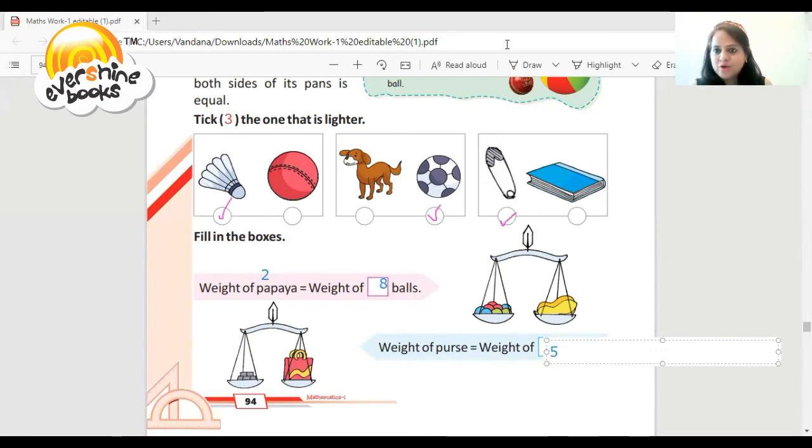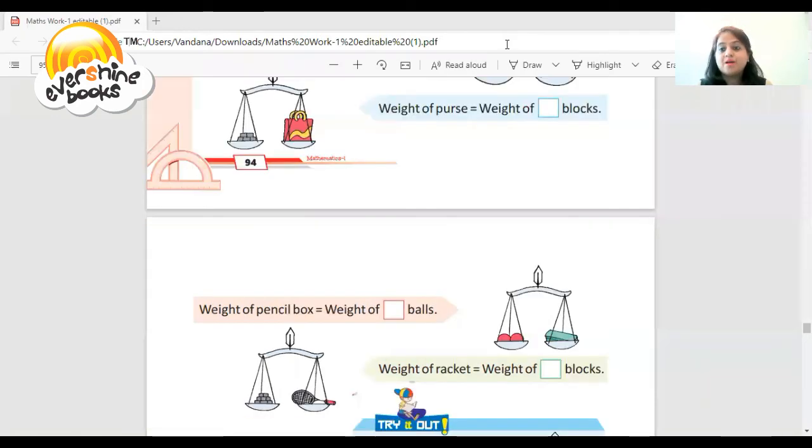Okay, got it? Now students, it's another beam. The weight of a pencil box. You can see here a pencil box, and how many balls are there? Just count the balls. 2 balls are there, students. It means the weight of the pencil box is equal to the weight of 2 balls. Yes, very good. So write the answer 2 in the given space.